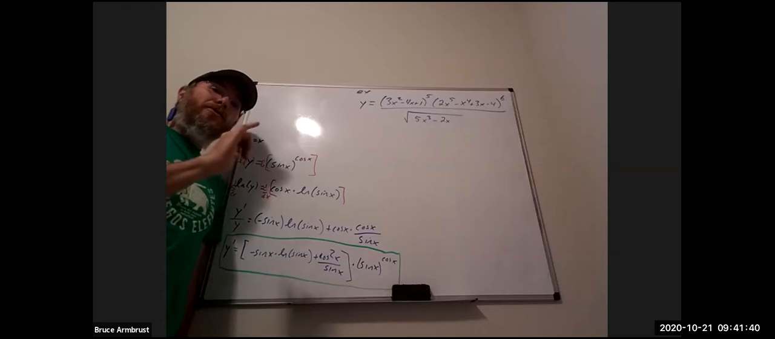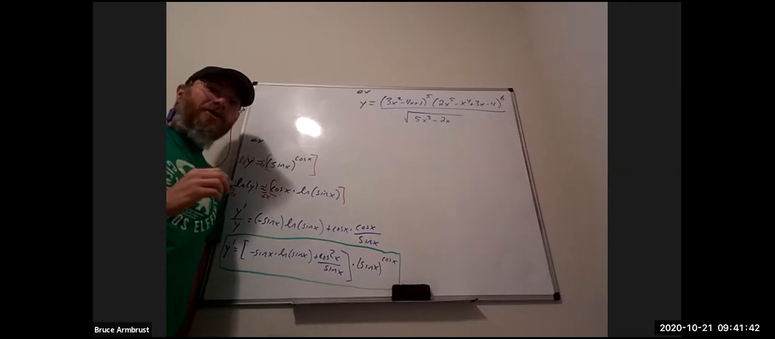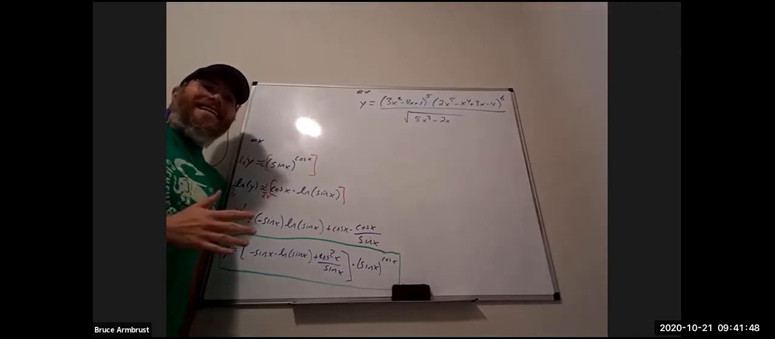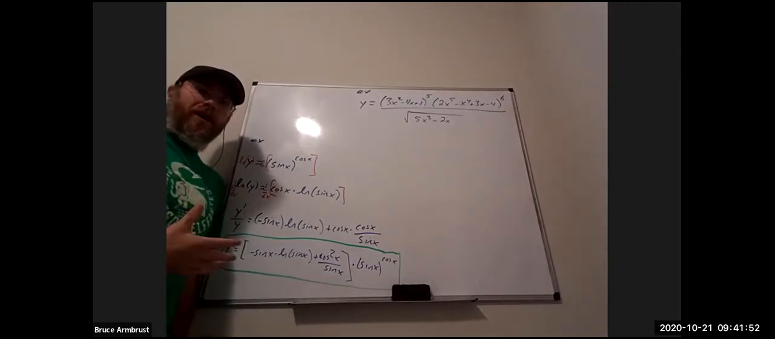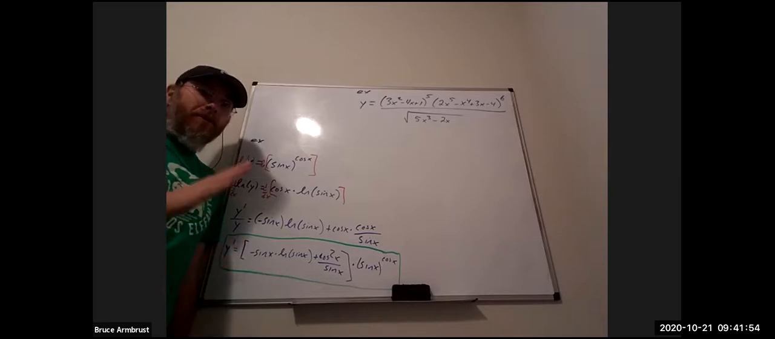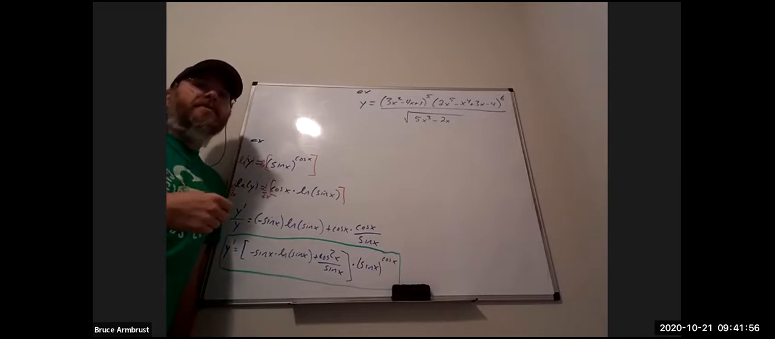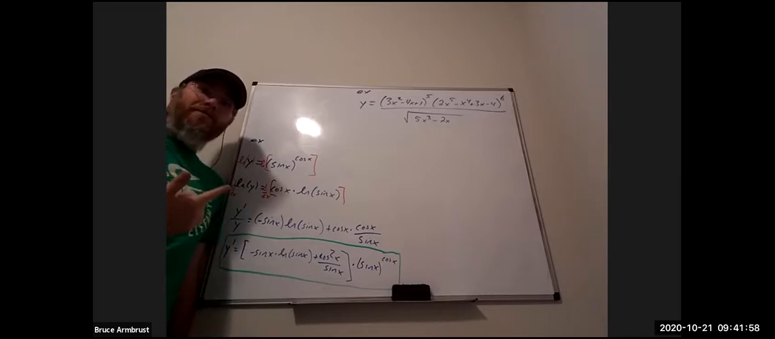Basically, we have quotient rule. Within that quotient rule is product rule. Within that product rule is chain rule. Right? So it would be a huge, long, big process, but doable.